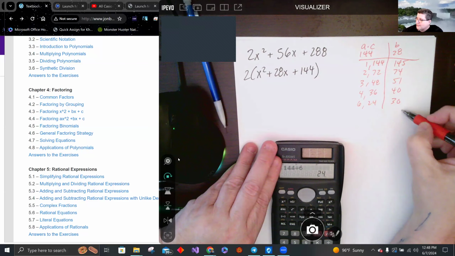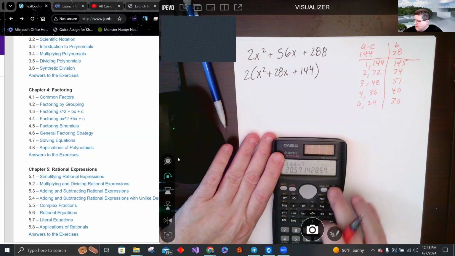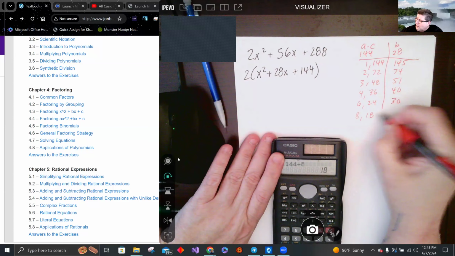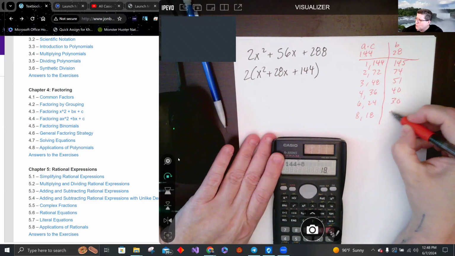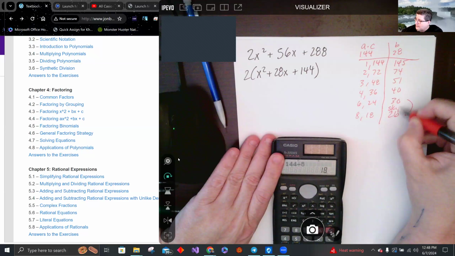We're getting close. We're either going to find it or it's going to be prime. 144 divided by 7. Nope. 144 divided by 8. Yes. Uh-oh. 8 and 18 is 26. We skipped 28.